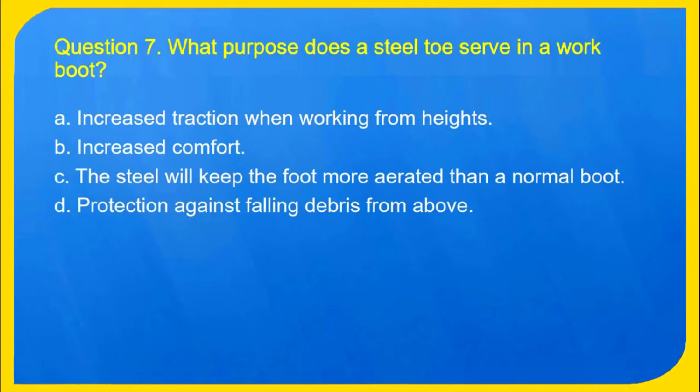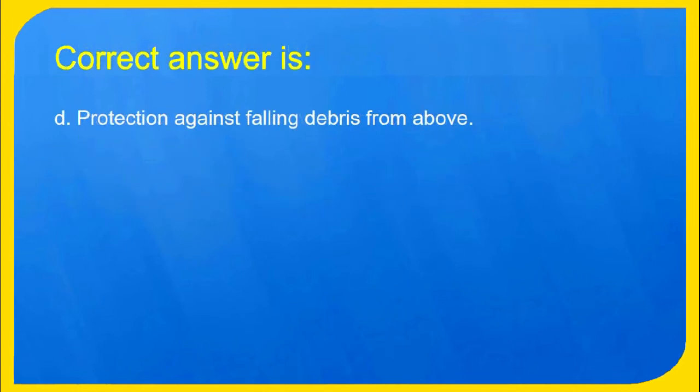Question 7. What purpose does a steel toe serve in a work boot? A. Increased traction when working from heights. B. Increased comfort. C. The steel will keep the foot more aerated than a normal boot. D. Protection against falling debris from above. Correct answer is D. Protection against falling debris from above.